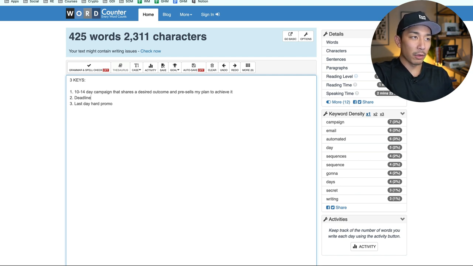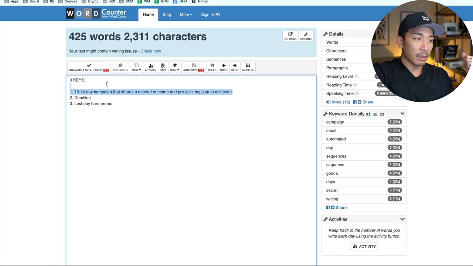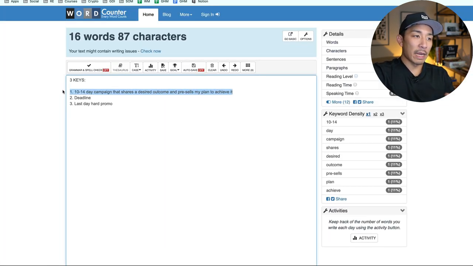So in each of the emails in the campaign, I was sharing a bit about how I was gonna help them actually achieve that outcome, that result. So that's the first key, is having a campaign that's long enough where you're able to share a desired outcome and also pre-sell your plan to help people achieve that outcome. Now, of course, you need an audience as well to sell to. If you're doing this for a client, you need to tap into their audience. You need someone to sell to for this to work.